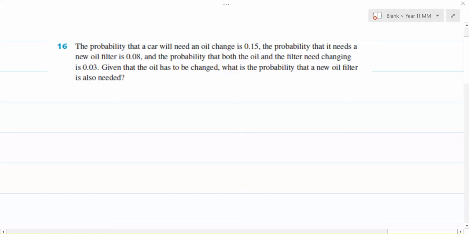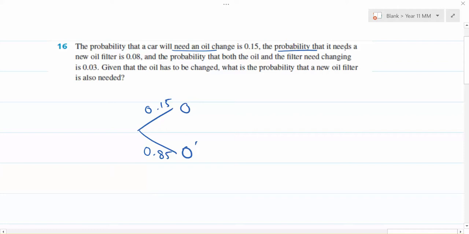But this should give you a pretty good idea of how to do conditional probability. So let's have a look at this one. It says the probability that a car will need an oil change is 15%. So you either have an oil change, I'm going to do O for oil change, or you don't have an oil change. There was a 15% chance, so 0.15, and that would mean I have an 85% chance of not changing oil.